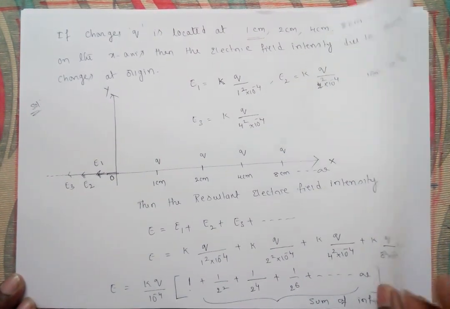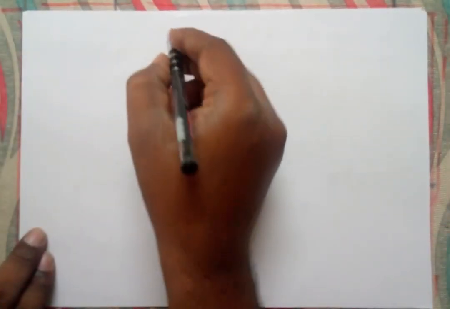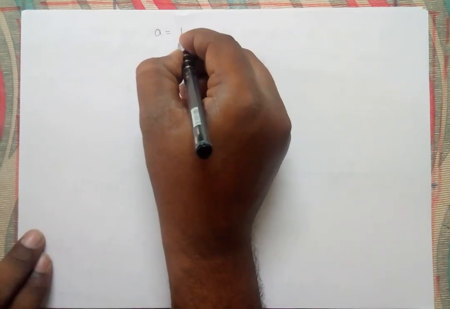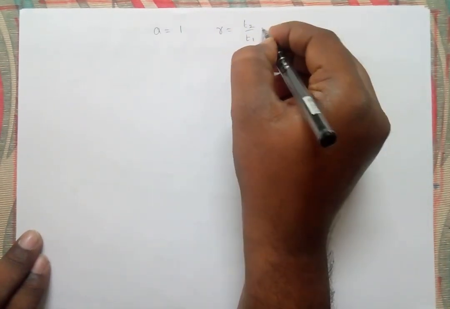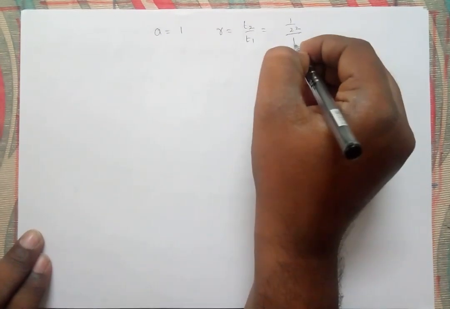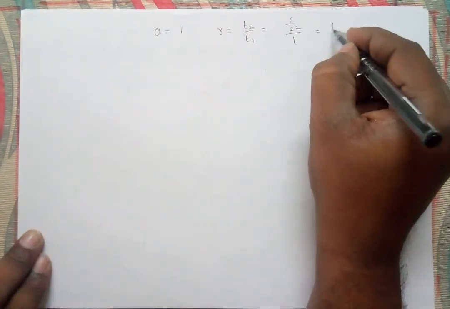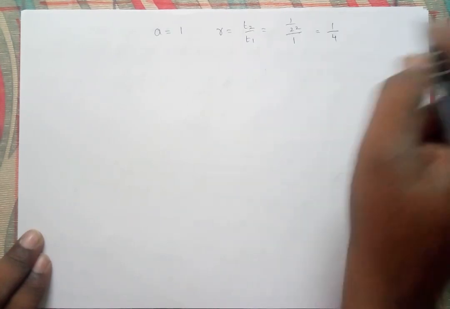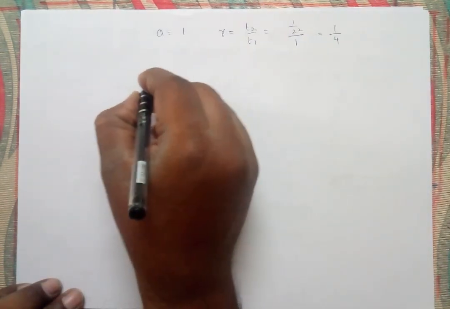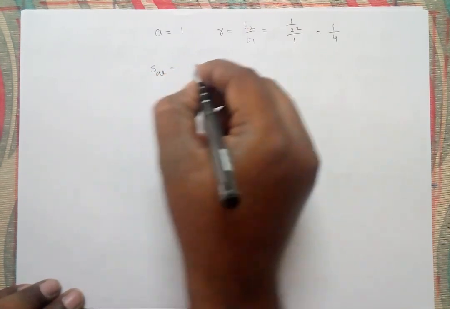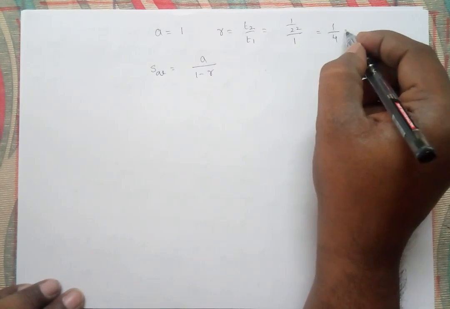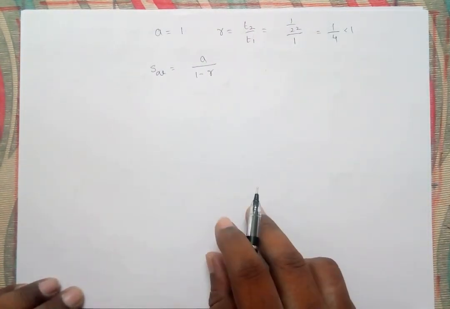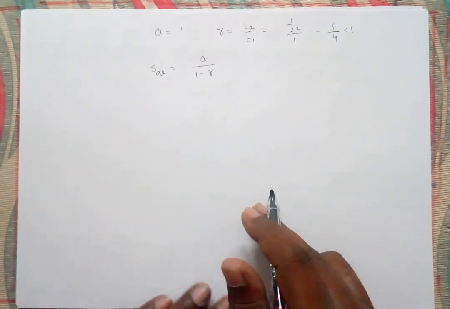Then we can write the sum of infinite terms, where the first term a equals 1 and the common ratio r equals t2 by t1, which is 1 by 2 squared by the first term 1, so 1 by 4. So the sum of infinite terms, S infinity, equals a by 1 minus r. If r is less than 1 it is 1 minus r, and if r is greater than 1 you will get r minus 1.